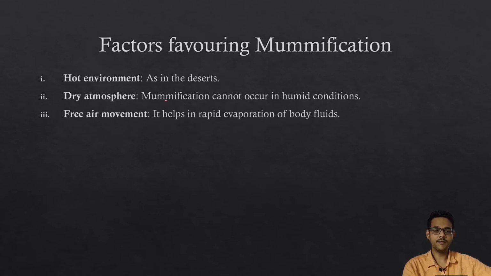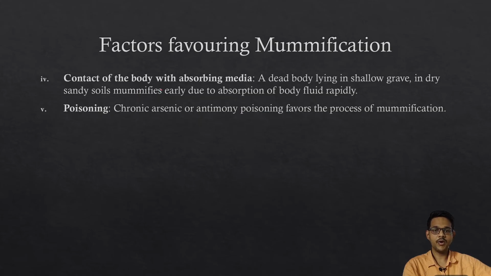Factors favoring mummification: one is a hot environment like deserts, and a dry atmosphere. Mummification cannot occur in humid conditions, it only occurs in dry atmosphere. Free air movement helps in rapid evaporation of body fluids. If the body is covered with absorbing materials, or lying in a shallow grave or in dry sandy soil, it mummifies early due to rapid absorption of body fluids. Certain poisonings like arsenic and antimony poisoning favor the process of mummification.